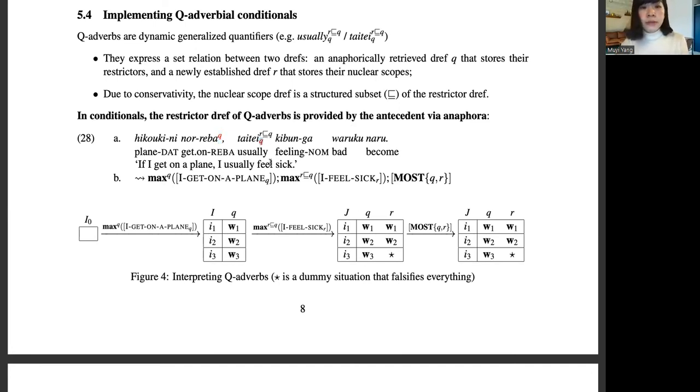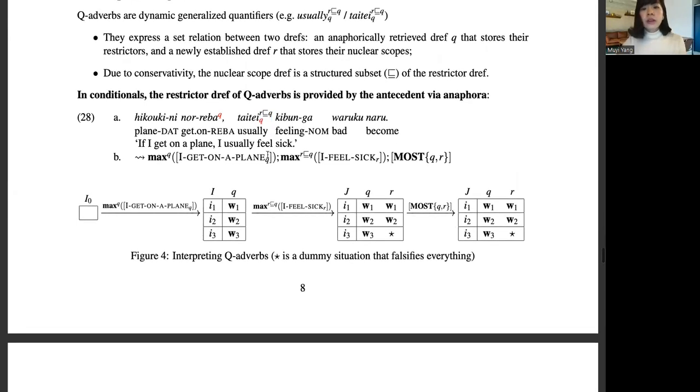Now, what happens with Taide usually is that it co-indexes with Q to obtain its restrictor, and at the same time introduces a new discourse referent R to store its nuclear scope. Okay, and eventually the sentence is just going to express a set relation most between the restrictor deriv Q and the nuclear scope deriv R.